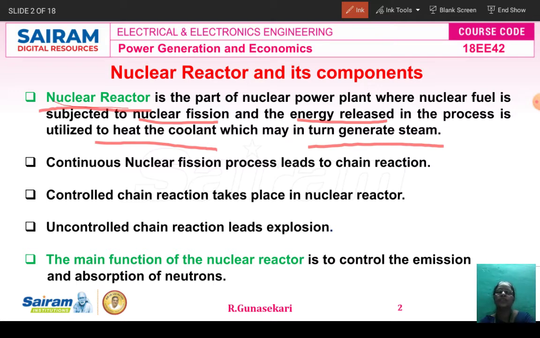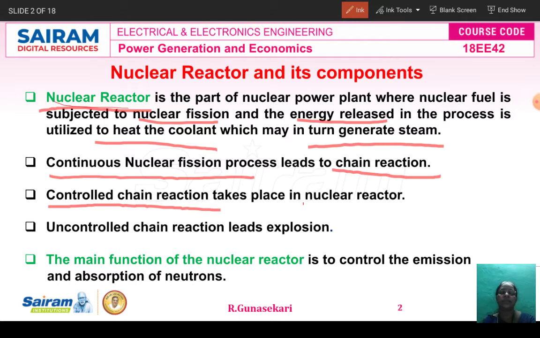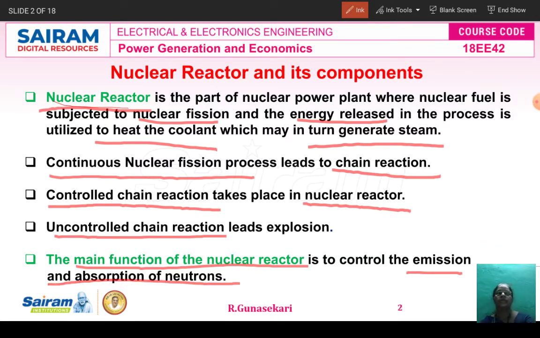The continuous nuclear fission process leads to the nuclear chain reaction. In the previous lecture video, we studied the nuclear chain reaction. The controlled nuclear chain reaction takes place in the nuclear reactor. The uncontrolled nuclear chain reaction leads to an explosion, which is nothing but the atomic bomb. The main function of the nuclear reactor is to control the emission and absorption of neutrons.